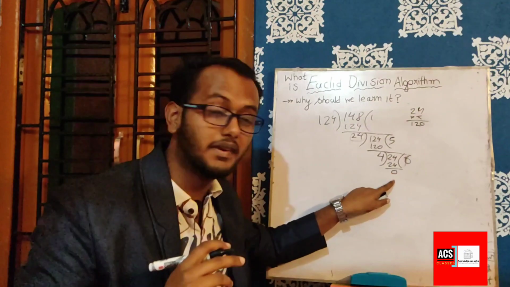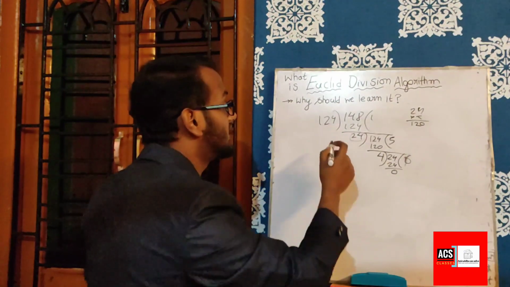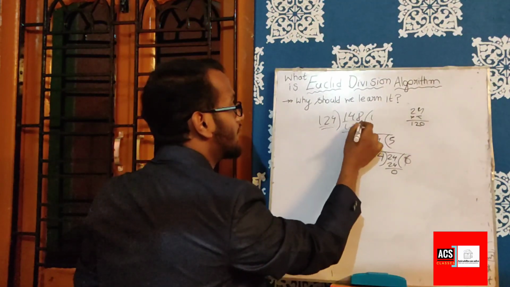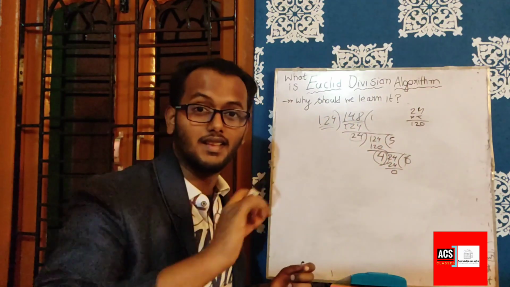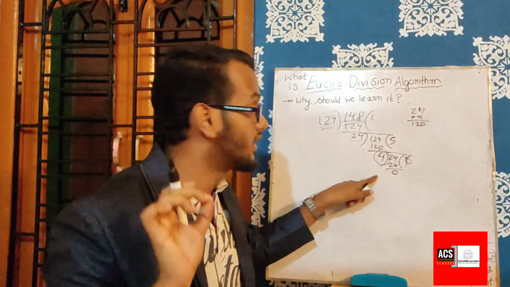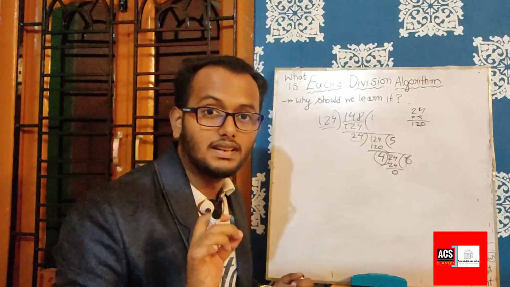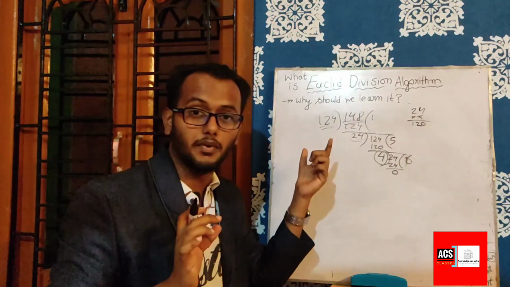So here the remainder becomes 0. So the H.C.F of 124 and 148 is 4. This 4 will become the H.C.F of 124 and 148. So this is type 1 of the successive division method.